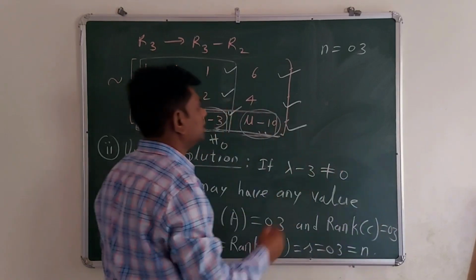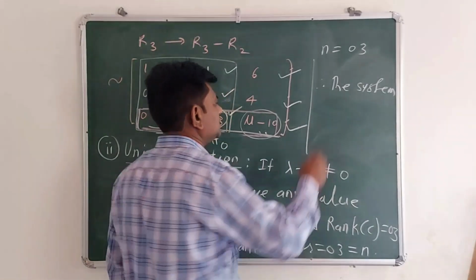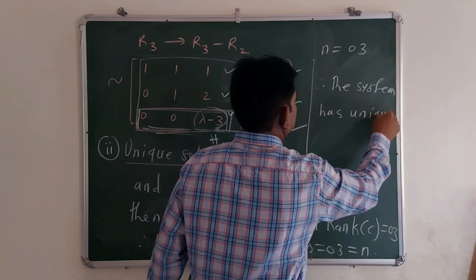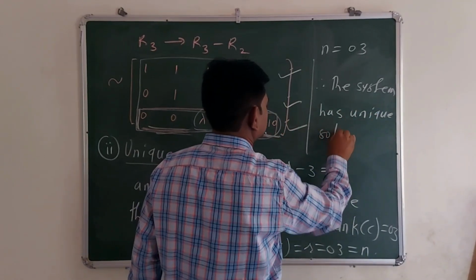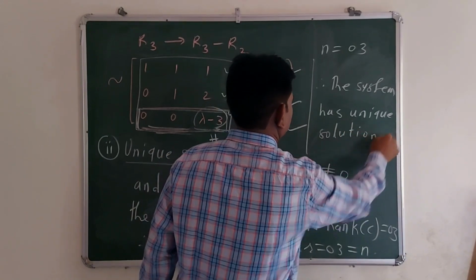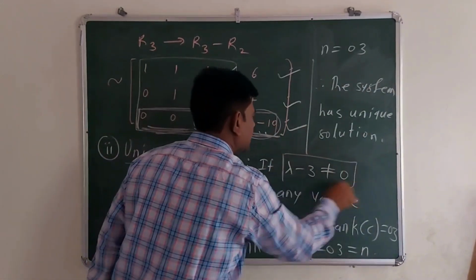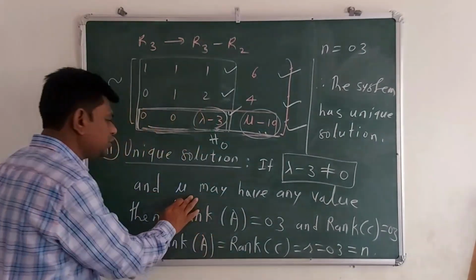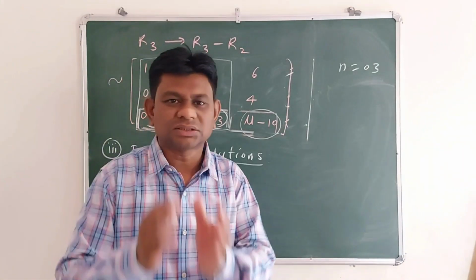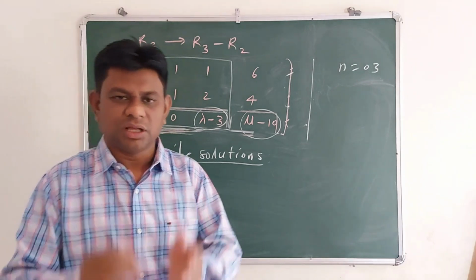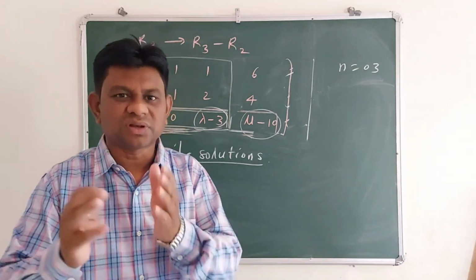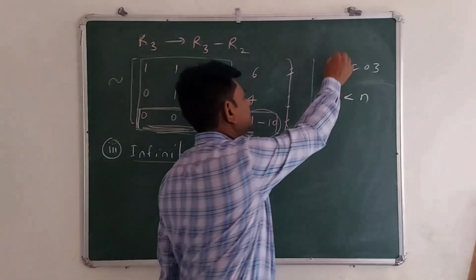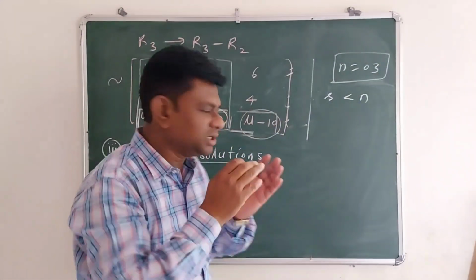and therefore r is equal to n. Therefore the given system has a unique solution when lambda minus 3 is not equal to 0, means lambda is not equal to 3, and mu may have any value. Now the last case means infinite solution. Infinite solution means rank is less than the number of variables. Now here the number of variables is 3.